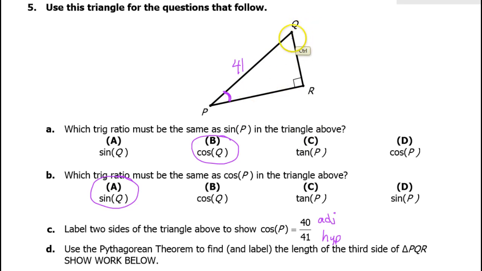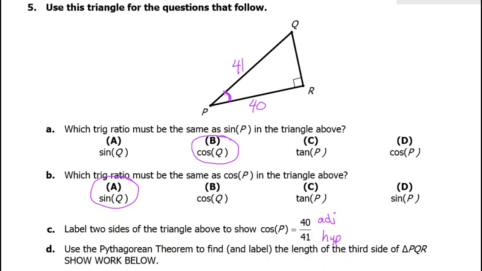So is it going to go here or will it go here? Well, adjacent means right next to. So the 40, the adjacent side, will be here. The side way over here is the opposite side, the opposite leg. And that's it. We were just supposed to label the two sides that would make this true. And there you go.